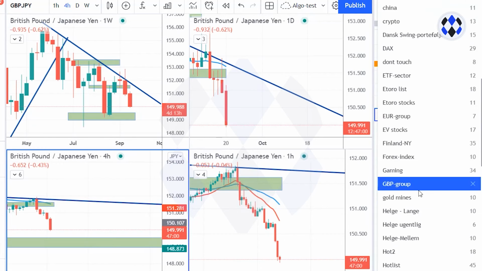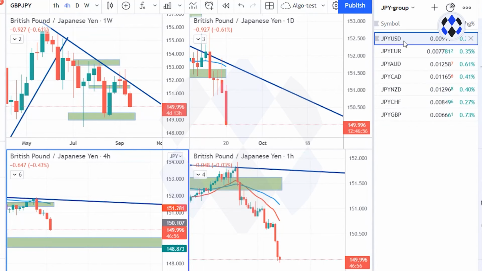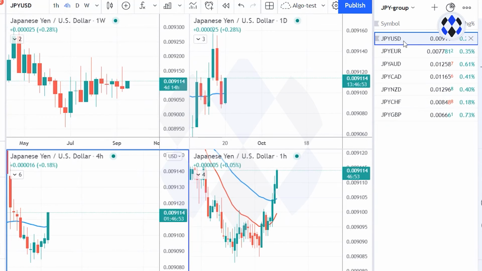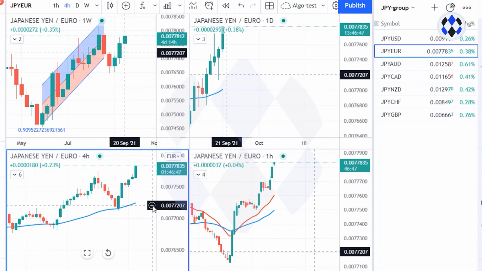All right. If we go down here, we have the yen group, and as you can see, Japanese yen is definitely something I would be looking for on the long side today. See if I could find some good areas here.